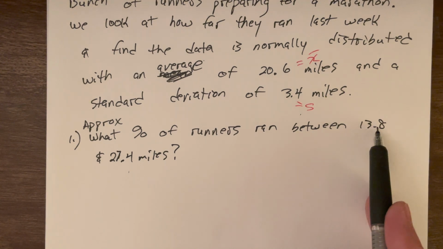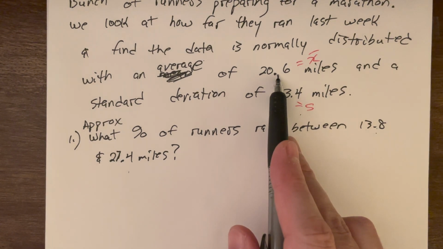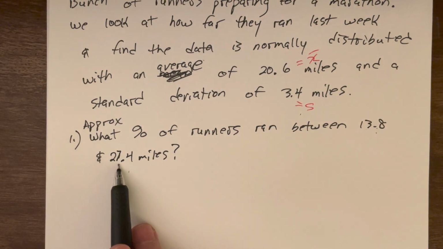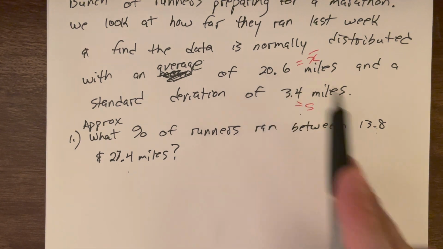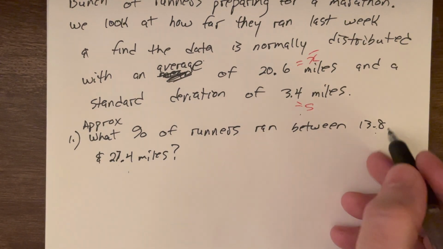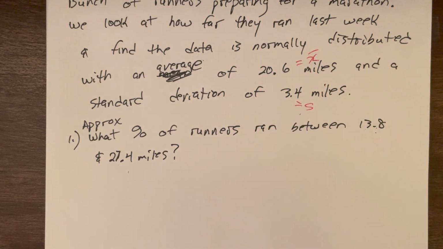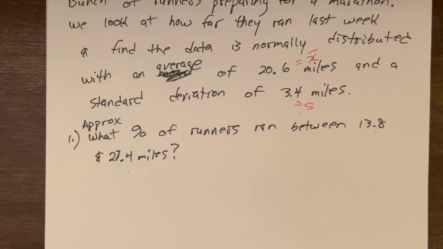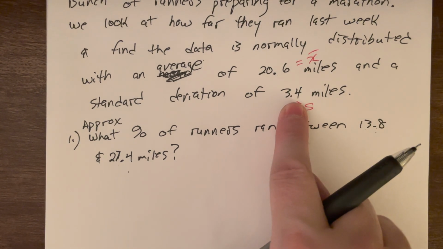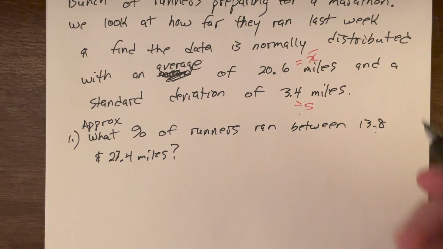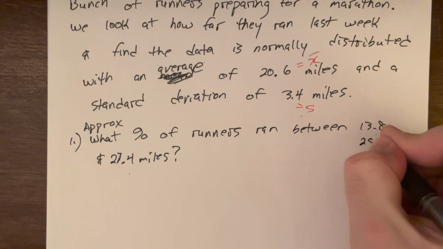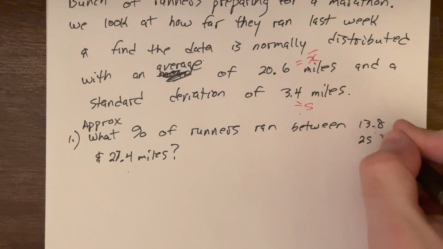What's the connection between this number and the mean? We could just look at the differences. Well, this is smaller than the mean. This is bigger. But how much smaller? How much bigger? Well, 20.6 minus 13.8 is 6.8. And notice 6.8 is 2 3.4s. So this is 2 standard deviations lower than the mean.